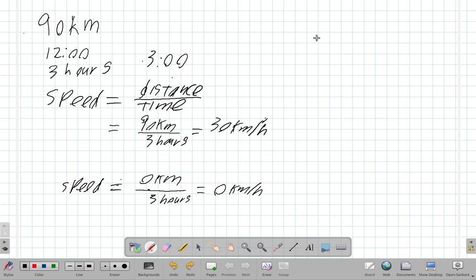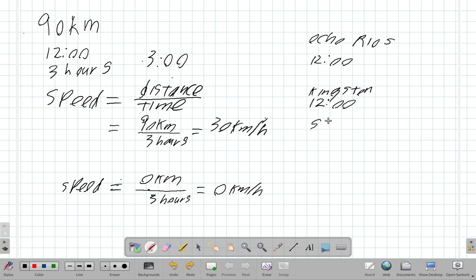Let's look at a third scenario. Suppose I imagine that you are in Ocho Rios at 12 o'clock. Right? Let me get my spelling proper. So you're in Ocho Rios at 12 o'clock, and you're going to travel to Kingston. And it so happened that you travel so fast, you find yourself in Kingston at exactly 12 o'clock.